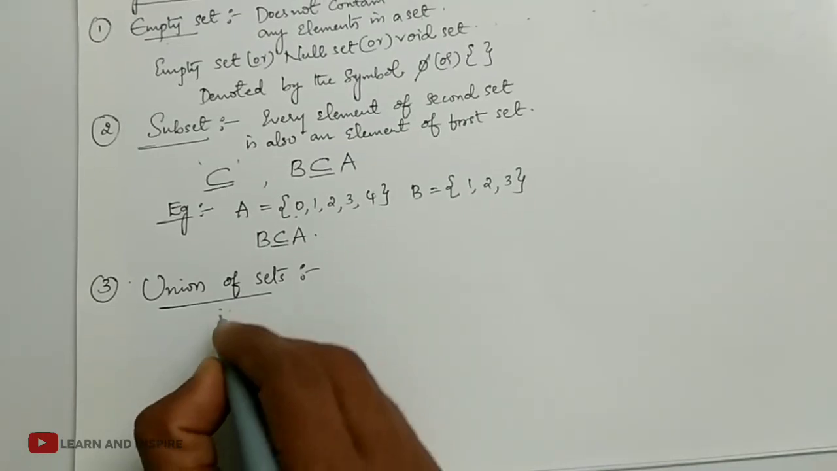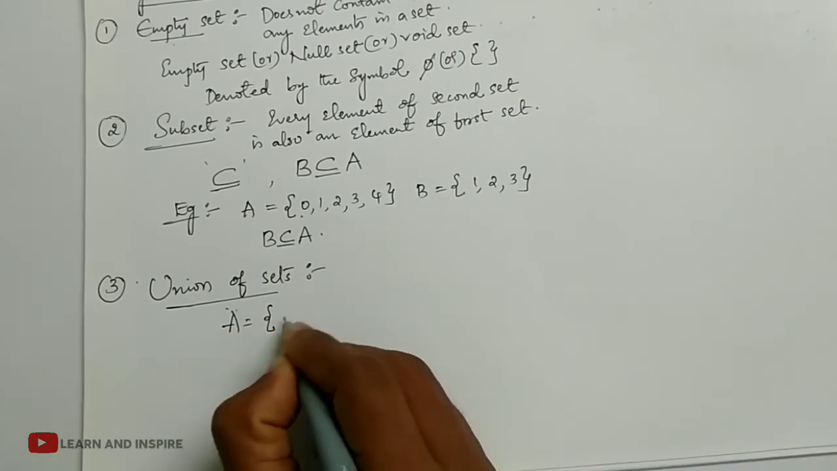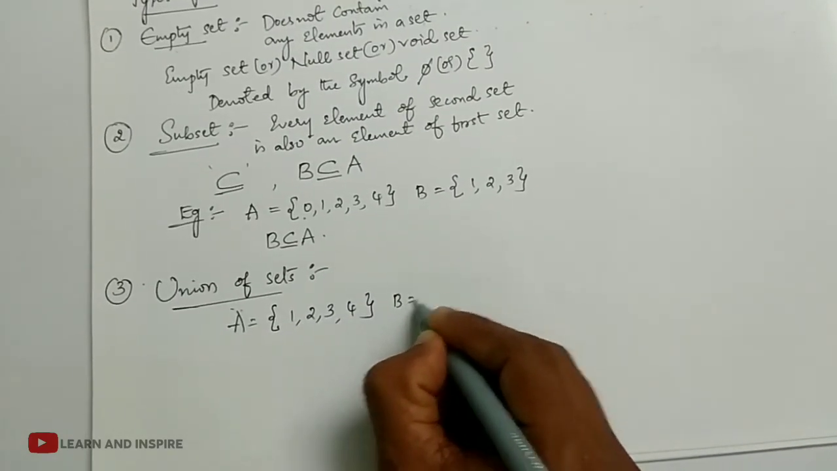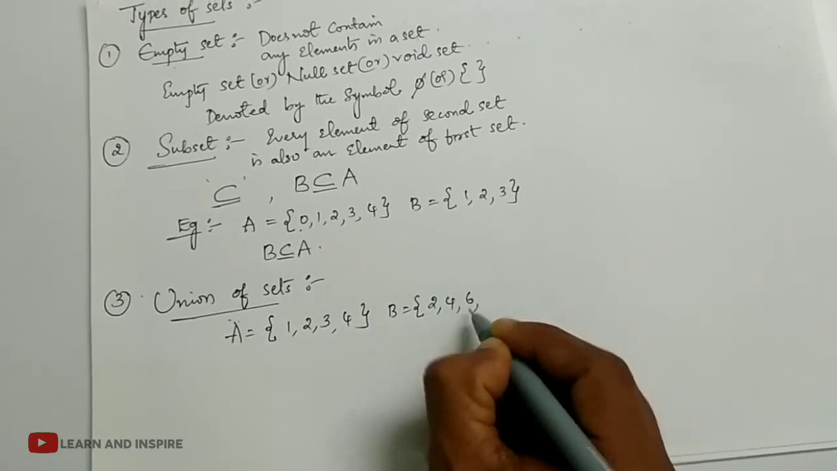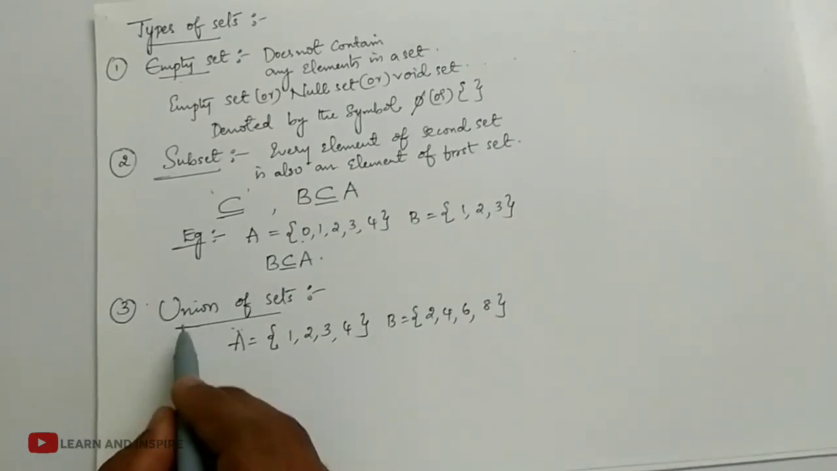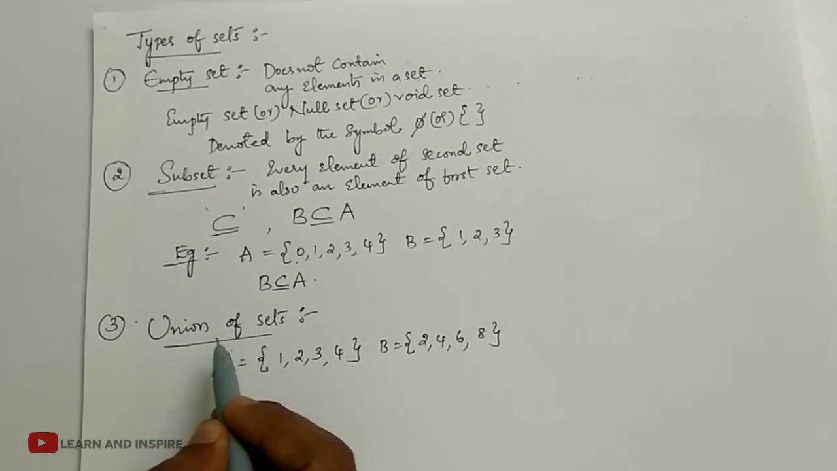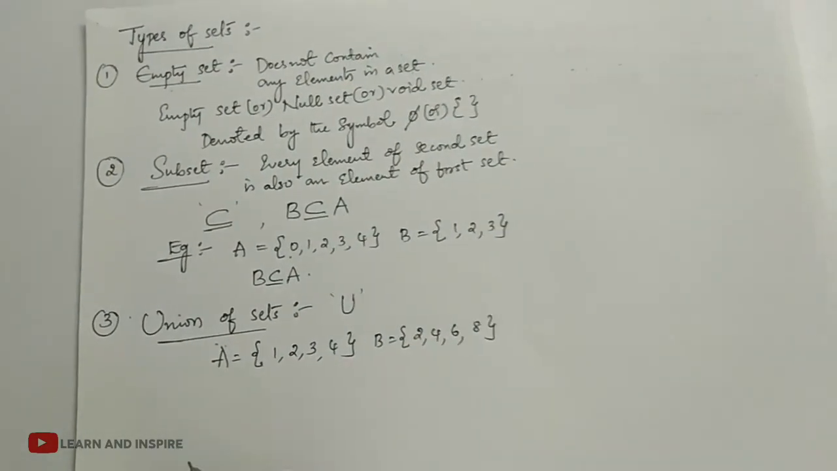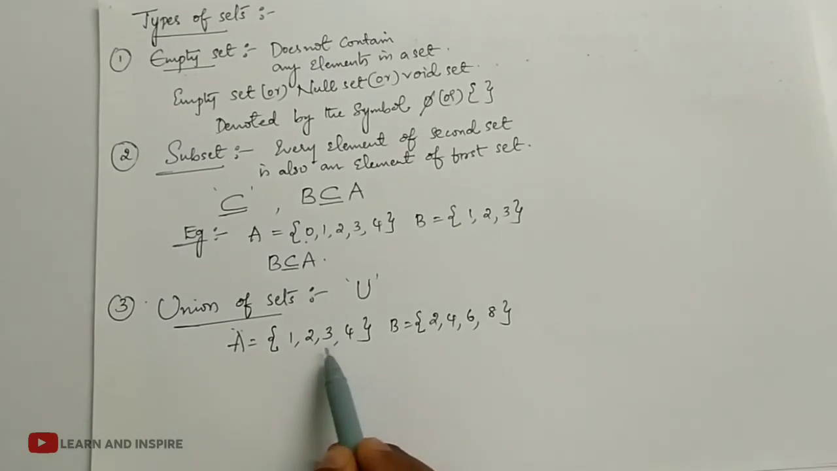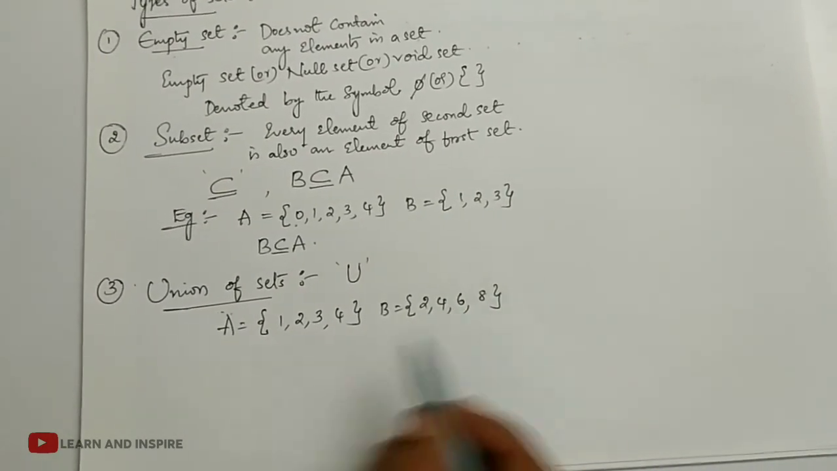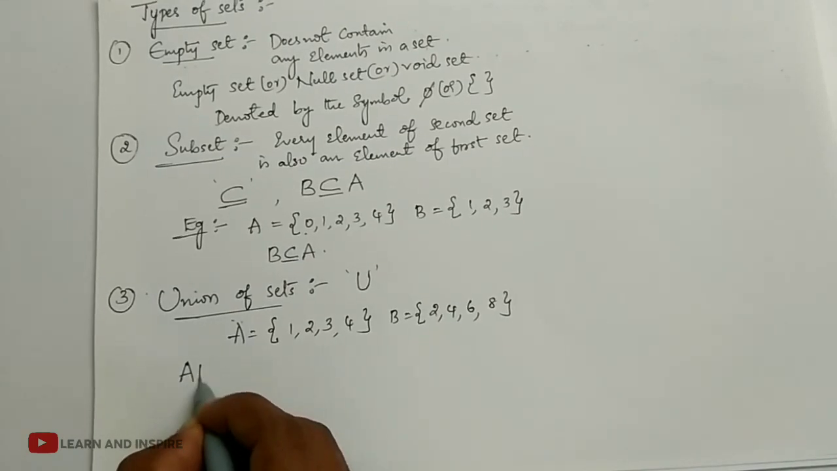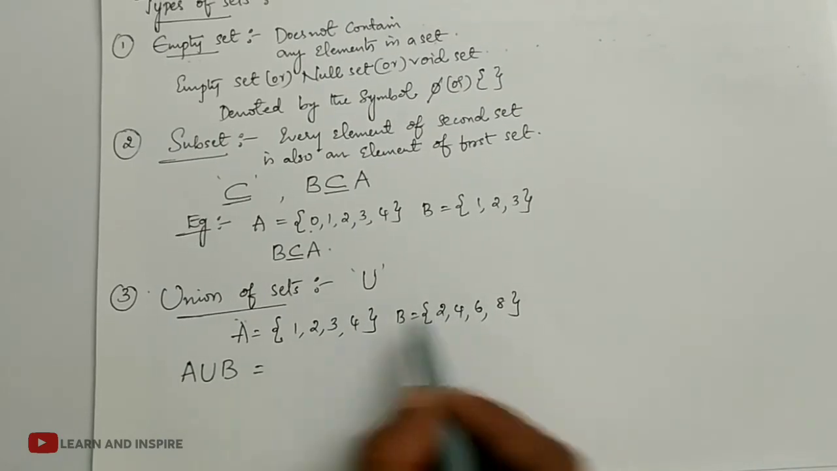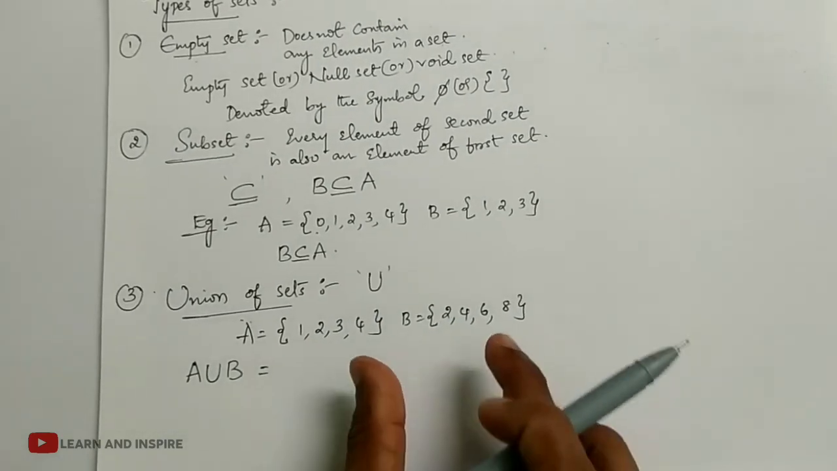So let us take one example. Set A is equal to 1, 2, 3, 4. B is equal to 2, 4, 6, 8. And union of sets is denoted by the symbol U. So this is the symbol we use for union of a set. Now set A is equal to 1, 2, 3, 4 and set B is equal to 2, 4, 6, 8. Now we have to write A union B. So what is the definition of A union B? Combining all the elements of set A and set B without repeating.